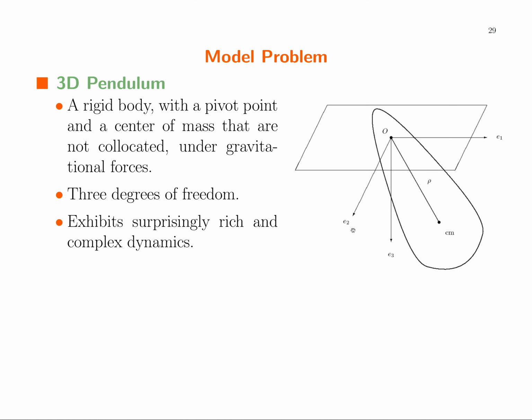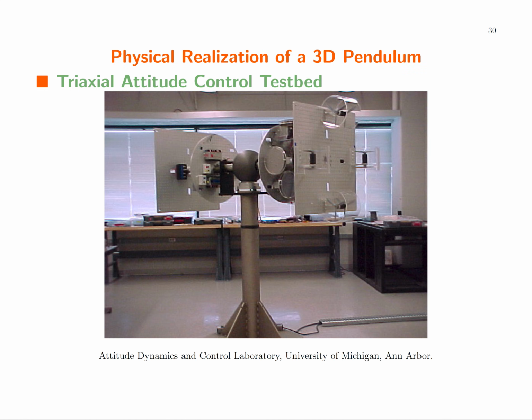All right, so let's see how this works in practice. I'm going to consider what's called the 3D pendulum. This is basically a rigid body which is pinned at a point which is distinct from the center of mass. It has 3 degrees of freedom, and what's interesting about this is that even under just gravitational interactions, it exhibits surprisingly rich and complex dynamics.